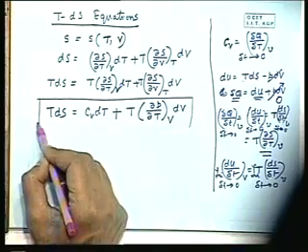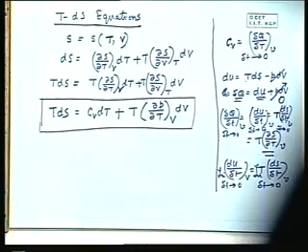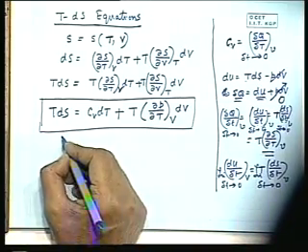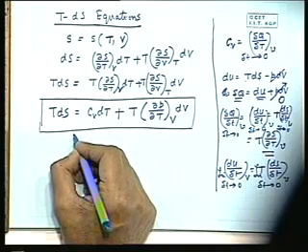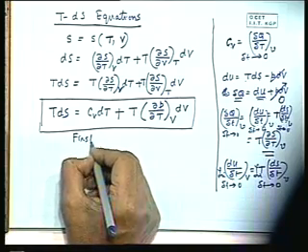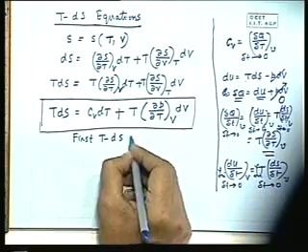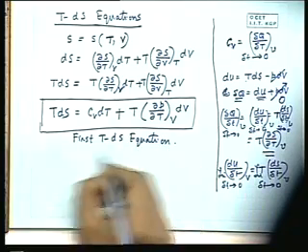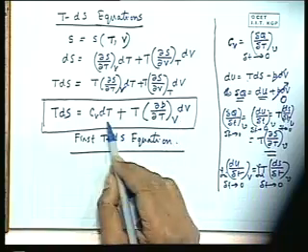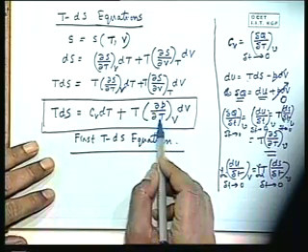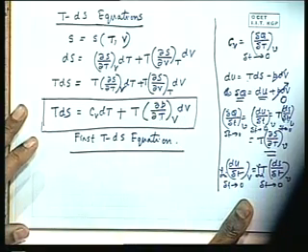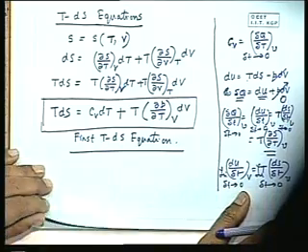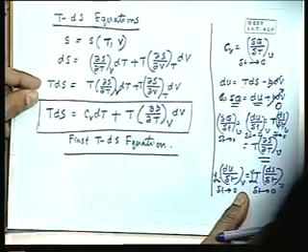This is the expression known as the first TdS equation. Clear? First TdS equation: Cv dT plus T del P del T at V dV. Clear? Now, next we will derive the second TdS equation.